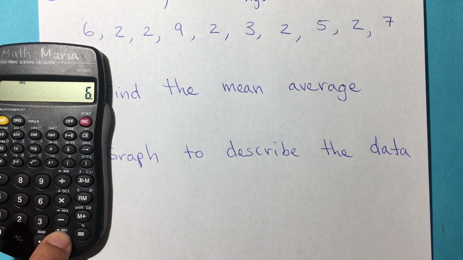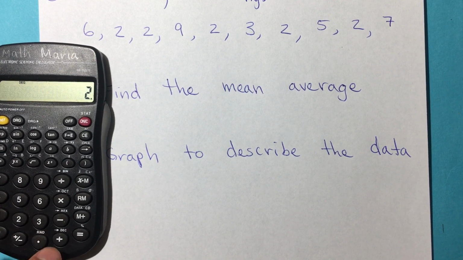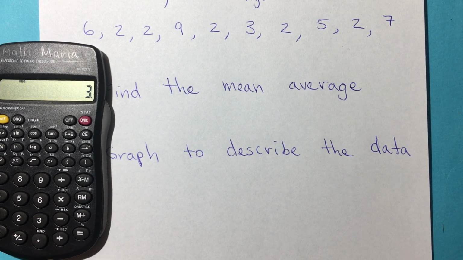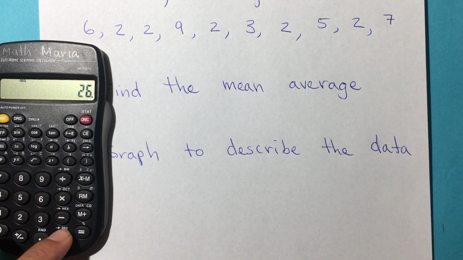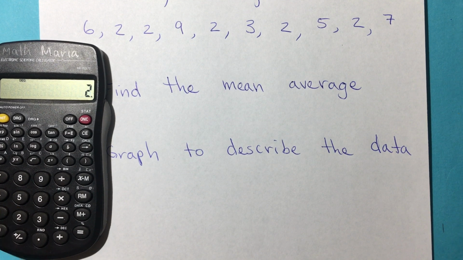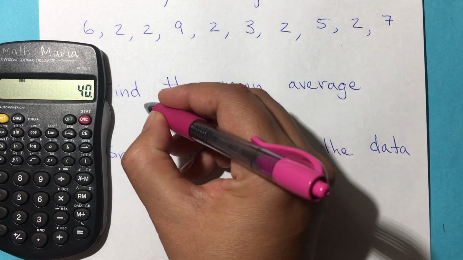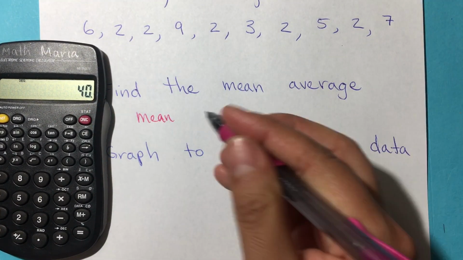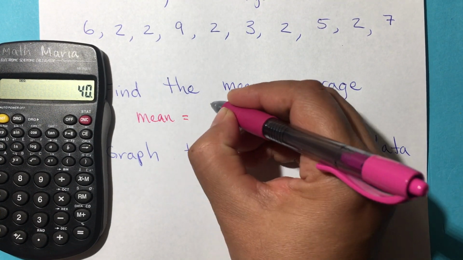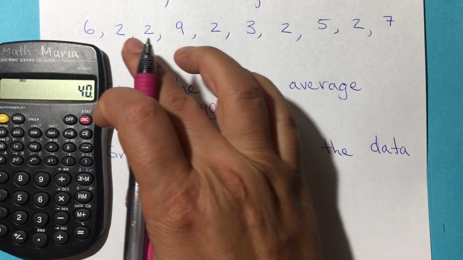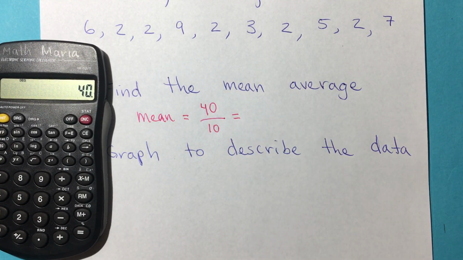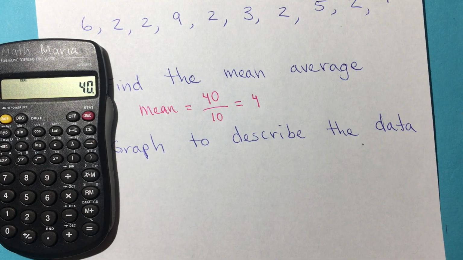So 6 plus 2 plus 2 plus 9 plus 2 plus 3 plus 2 plus 5 plus 2 plus 7 equals, that's 40. So the mean for this data is going to be 40 divided by, we already said that it's 10 items. So, and we divide 40 by 10, that's going to give us 4.